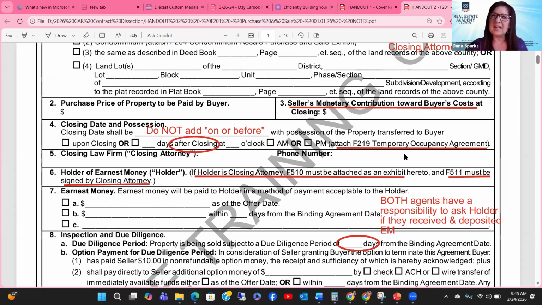And then for possession, GAR gives us a little hint: if the seller is staying in the property after closing, because they will no longer own the property, you need to attach the temporary occupancy agreement. And it is only if a seller is staying in there for 60 days or less. If it's more than 60 days, you need an outright lease, and the buyer is now an investor, not an owner occupant. So you need to make sure that you use the temporary occupancy agreement. It is just temporary occupancy, not a full-blown lease. And then you indicate the closing law firm and their phone number.